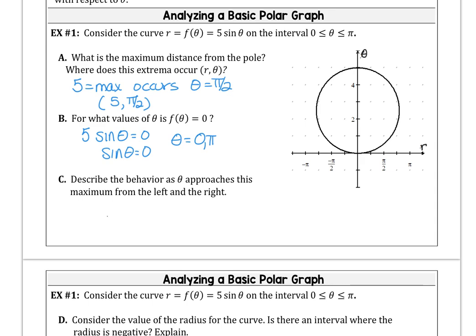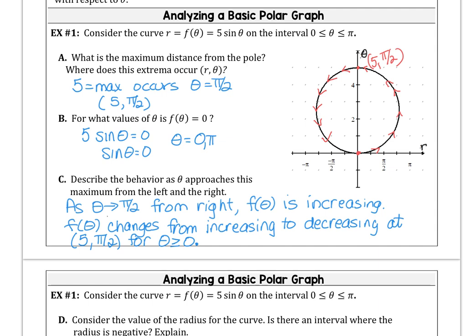So we know from the origin our function is moving around this way. We get up here, this is our maximum value at 5 pi over 2. So from the right, f of theta is increasing. We get up to the maximum, and then at the maximum, f of theta is going to be decreasing. So we want to write that in a sentence here for part C.